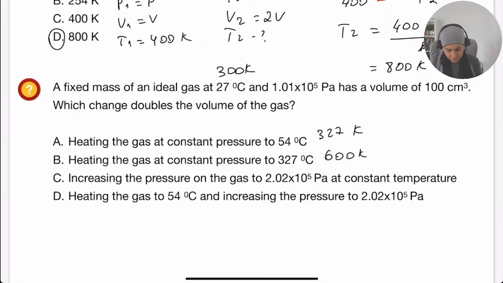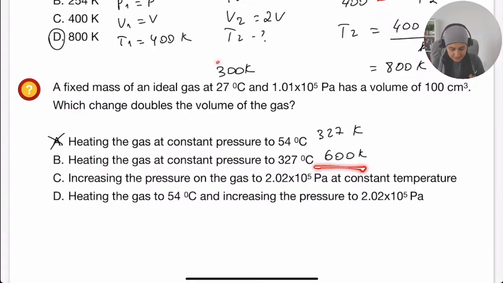Okay, so question, which change doubles the volume? So heating gas at a constant pressure to 54 Celsius. This answer option you can exclude right away without thinking, because what did they do? They doubled the temperature in Celsius. That's never the answer, so not A. I won't even think about it. Now, heating the gas at constant pressure to 600 kelvin.